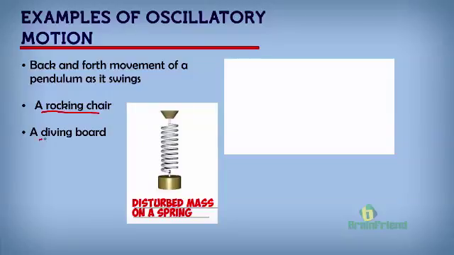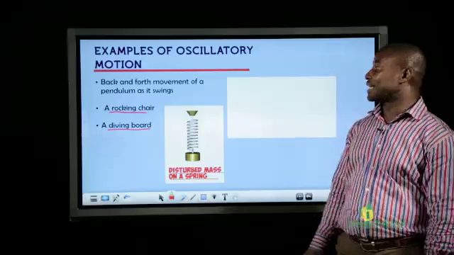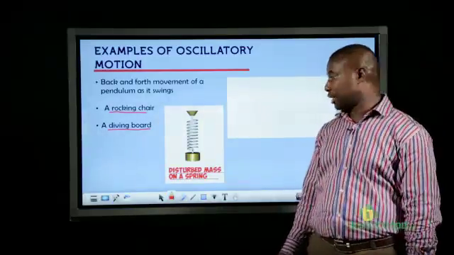Another example is a diving board. Someone goes to stand on the board and loads it by pushing it downwards, and then it takes him up and down again before he jumps off, makes a somersault into the pool. That movement of the diving board is an example of oscillatory motion.